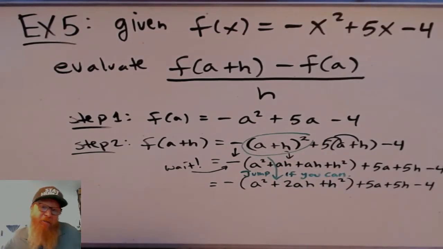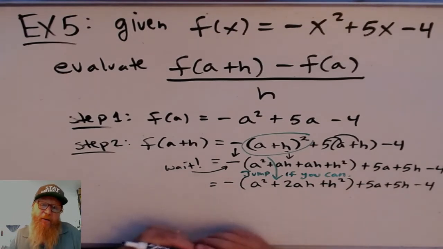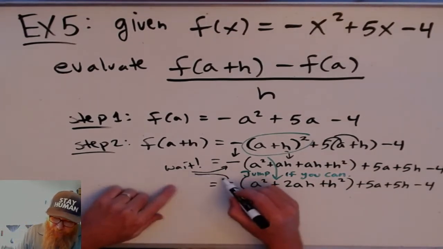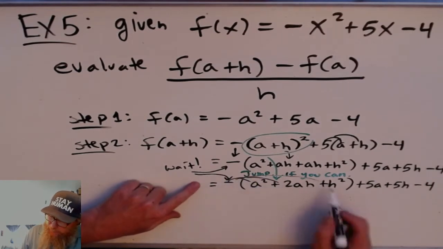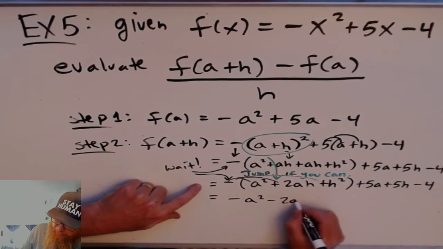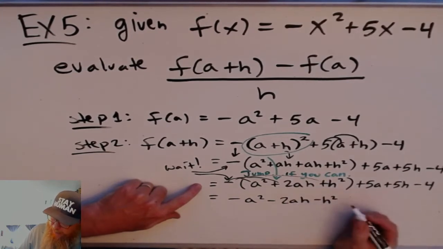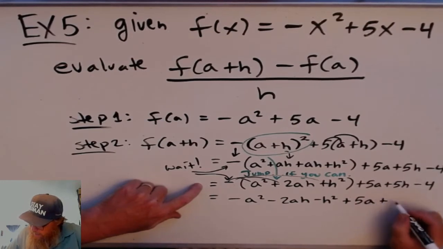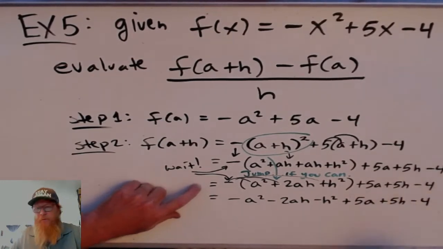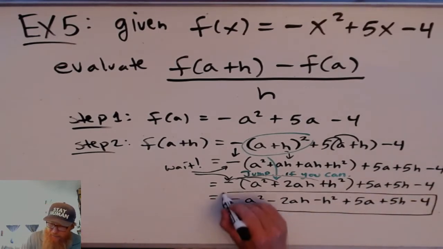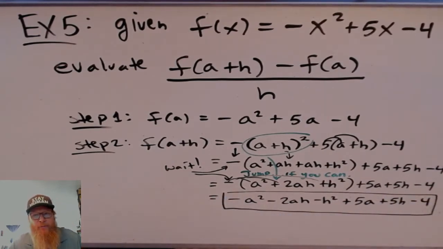Yeah? You never know what you can do until you do it. Yeah, and you go, oh, I didn't think I could do that, but you can. Yeah. And then now distribute the negative at the very end. So negative a squared minus 2ah minus h squared plus 5a plus 5h minus 4. So that's the end of step 2.